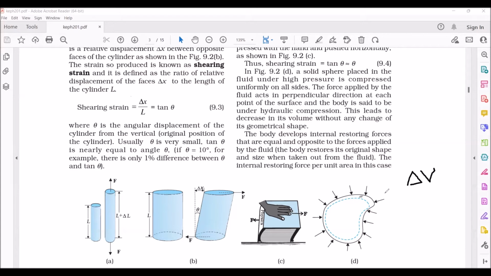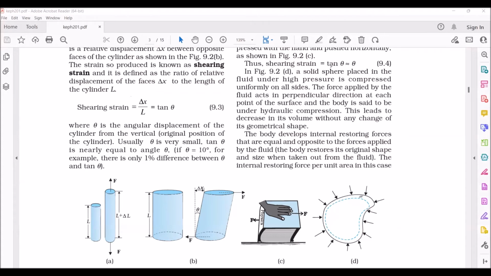So the internal forces, meaning the restoring forces, are exactly acting opposite to the applied force. In this direction, they are trying to restore. So I am drawing the internal forces. These are the internal forces. They are exactly acting opposite to the applied forces, so they are trying to restore the shape. They are trying to restore the volume.